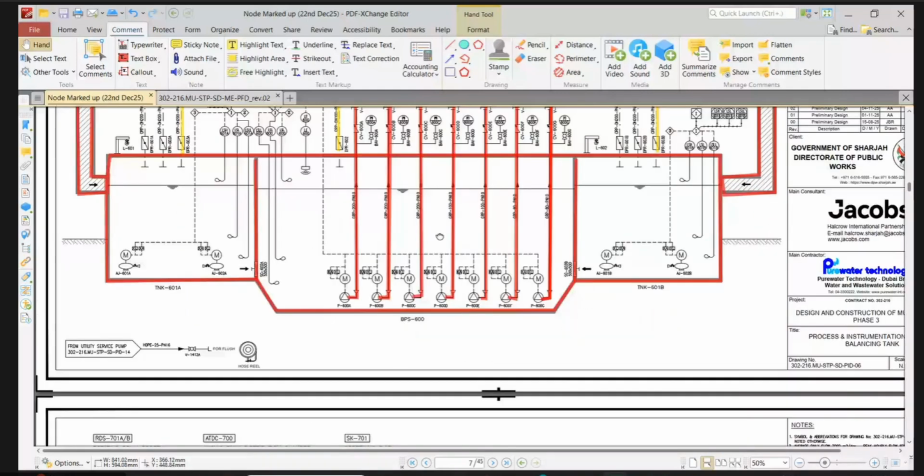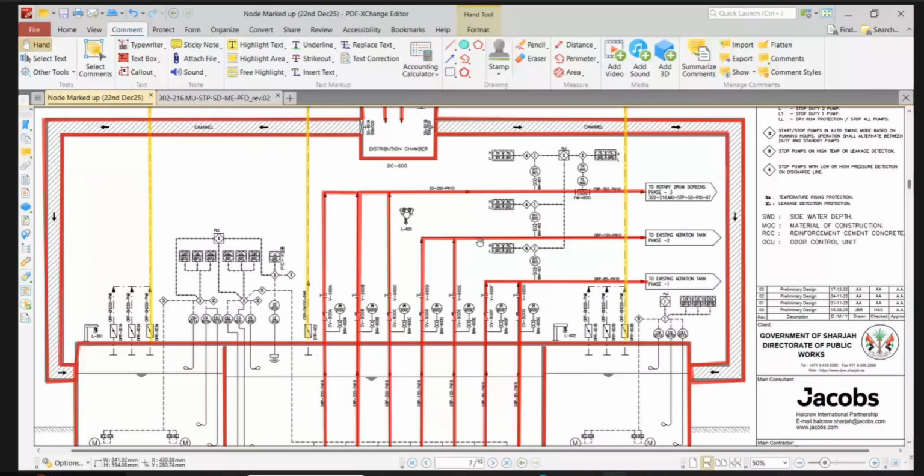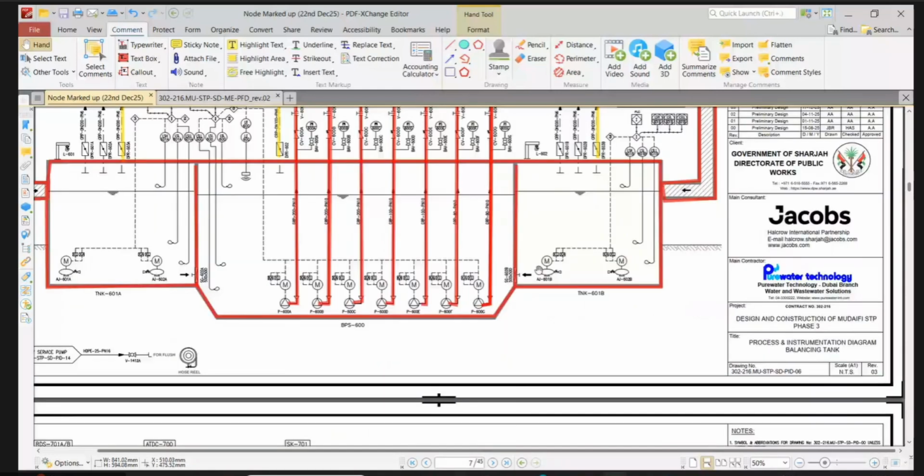So now what are you suggesting? See, pump 600 A, B, C, one is standby, no problem. Yeah. But even if there is a major problem, then you can switch over to the other compartment, and there is no impact on the process, right? No, so this is the common. This is the common. Yeah.